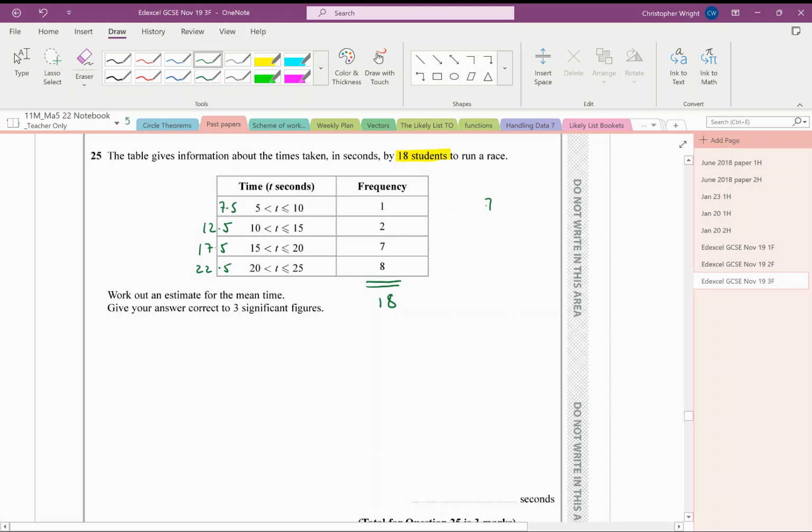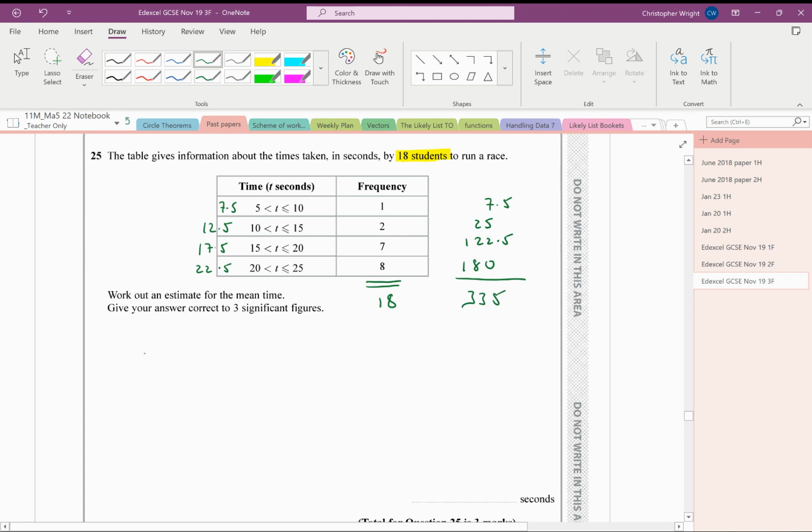1 times 7.5, 7.5. 2 times 12.5 is 25. 7 times 17.5 is 122.5, and then 8 times 22.5 is 180. So let's add that up, and that'll tell us the total amount of time that all the 18 people took. Okay, so adding up the total amount of time, altogether they took 335 seconds.